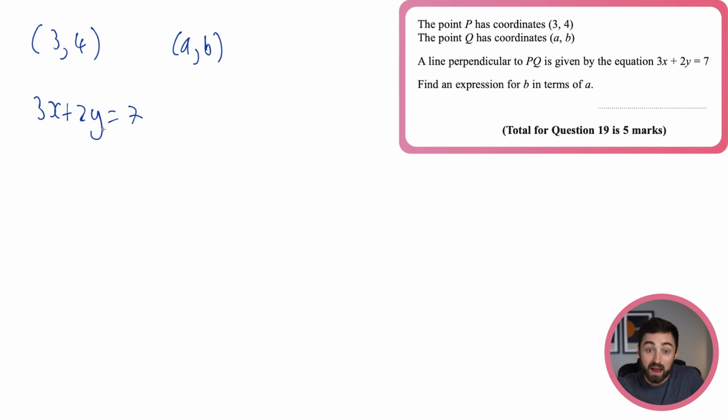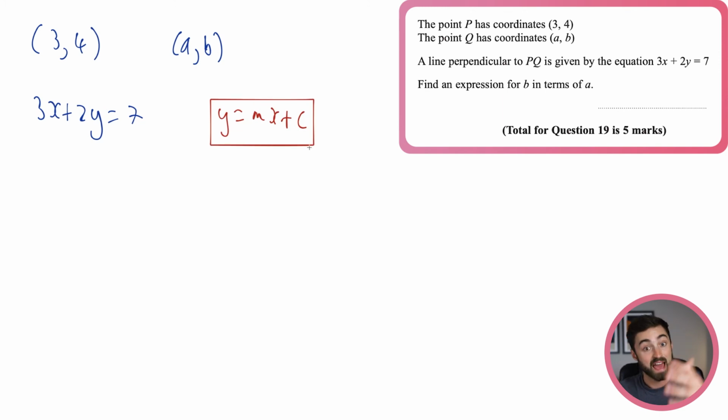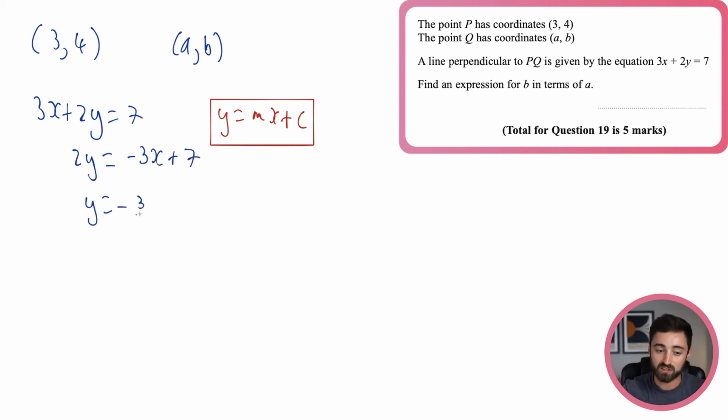So I suppose my question would be, do we know how to get the gradient of this line? I think we do. Not instantly in this form, but we should be familiar with y equals mx plus c. If we can get this in the form y equals mx plus c, the m is going to be the gradient. So if I rearrange this, I stick the 3x onto the other side to get 2y equals minus 3x plus 7. Then divide by 2 to get y equals minus 3 over 2 x plus 7 over 2.